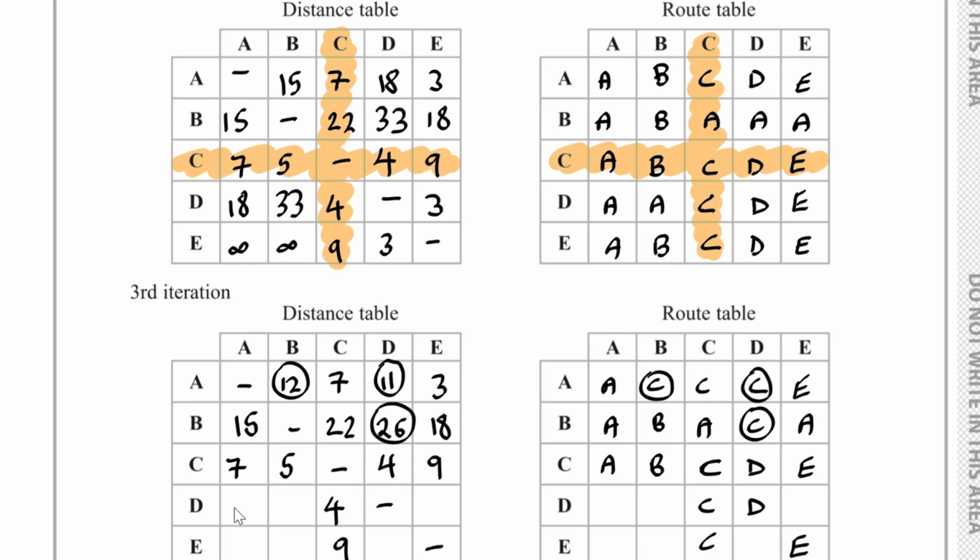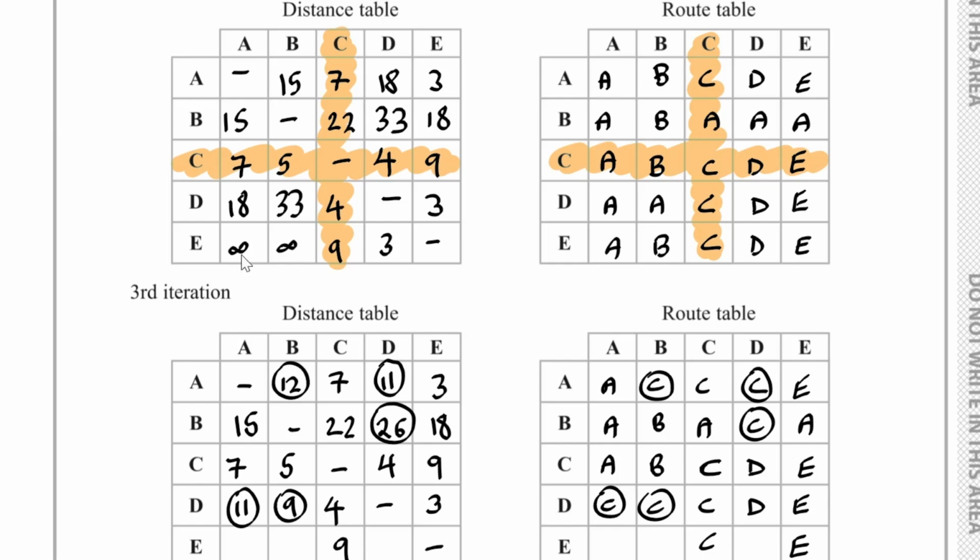Okay. Now, we compare the 18 with 7 plus 4. That's 11. 11 is smaller than the 18. So we have 11. We circle it to show we've changed. And then we have a C over here. Okay, now we compare the 33 with 5 plus 4, that's 9. The 9 is definitely smaller, circle it to show that you've changed. We have a C over here. And over here we compare the 3 with 4 plus 9. 3 is definitely smaller, we've made no changes.